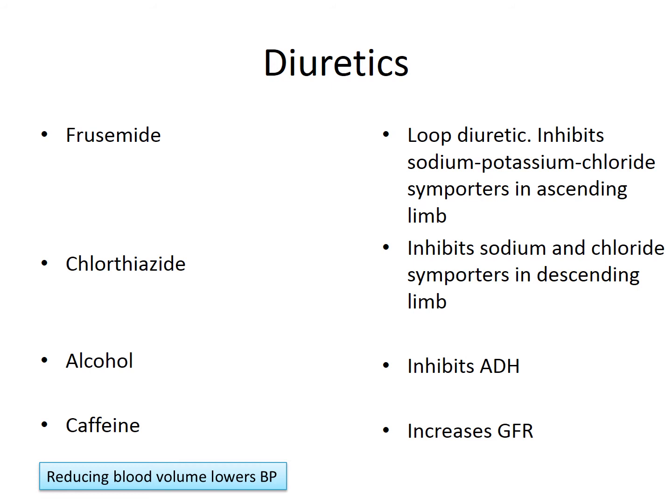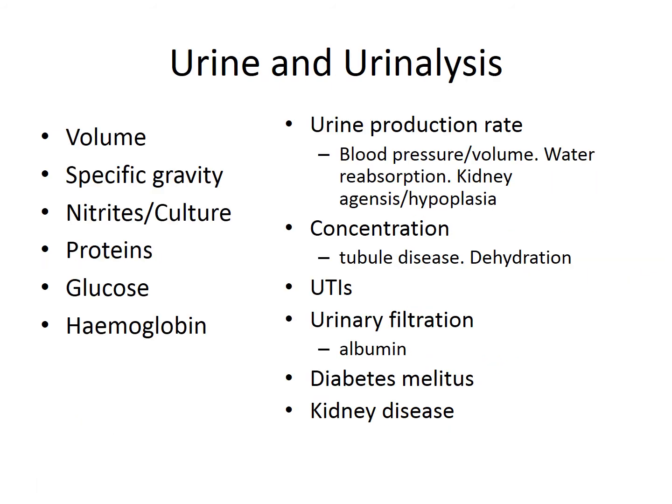Let's move on to urine itself. With the urine, one thing that's of interest is how much is being produced. The production rate can give an indication of how well the kidney is functioning. It could be a pre-renal cause, it could be just that there's not that much fluid getting to the kidney. It could be an intrarenal cause, because the kidney is damaged, or it could be post-renal.